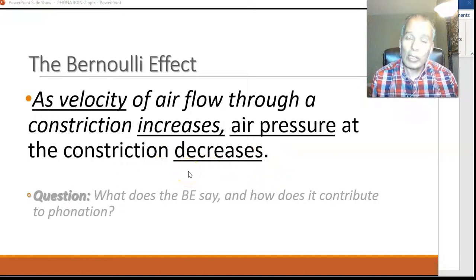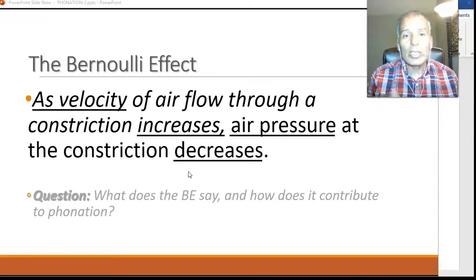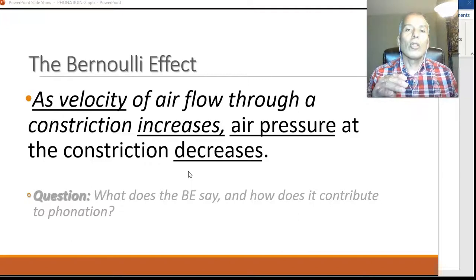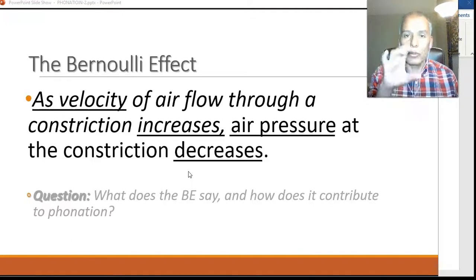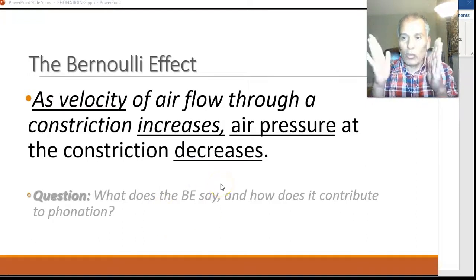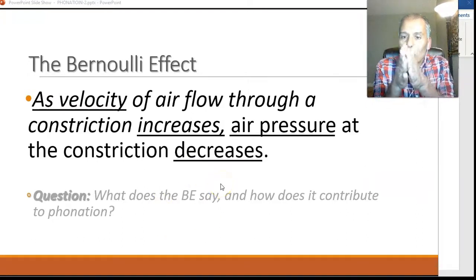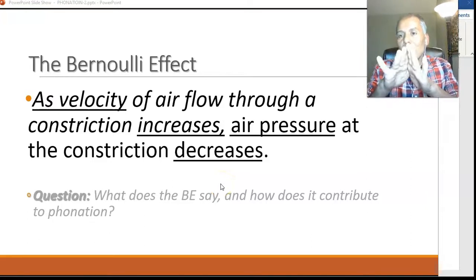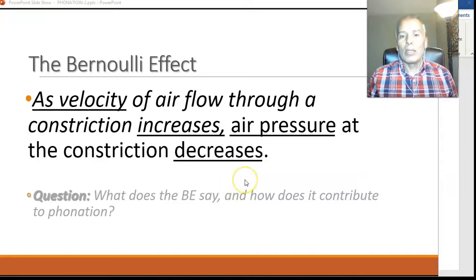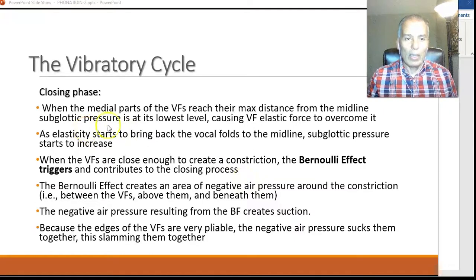And now I'm going to explain to you exactly how it contributes to the phonation cycle. And remember, when it contributes, it has nothing to do with the opening phase. It has nothing to do with the opening phase. It has everything to do with the closing phase, because you want suction. You want the two curtains to come close the airway. And the two vocal folds act like this.